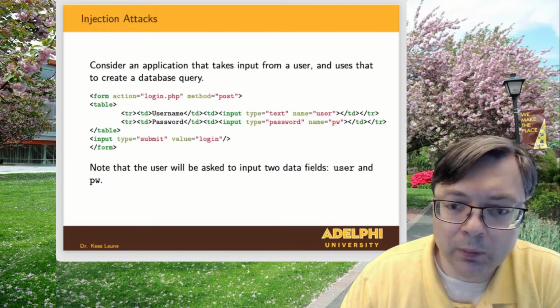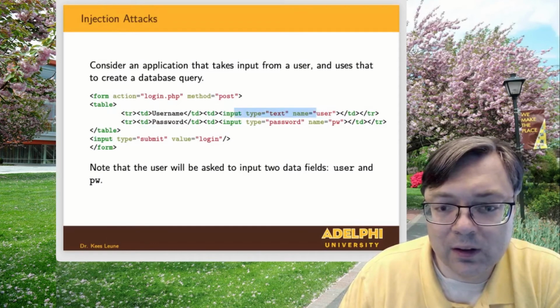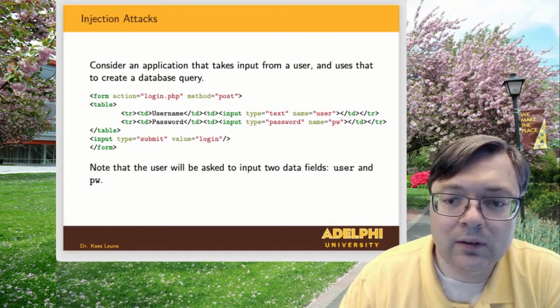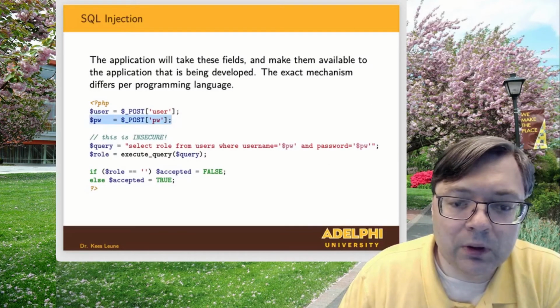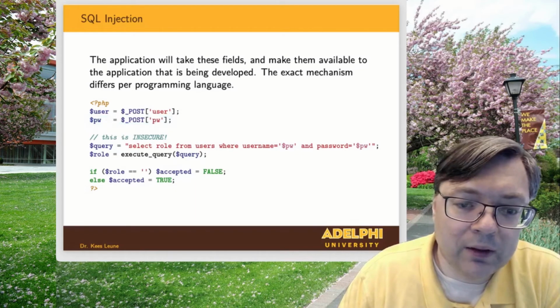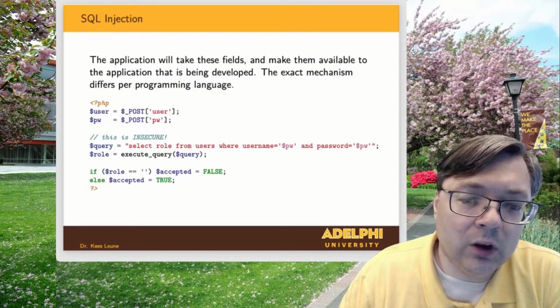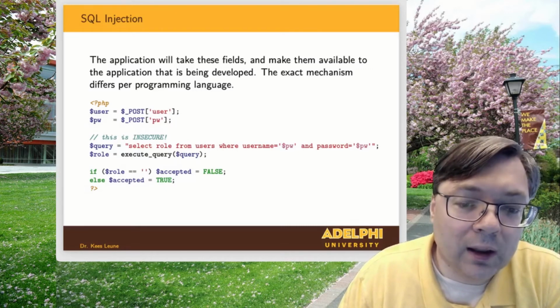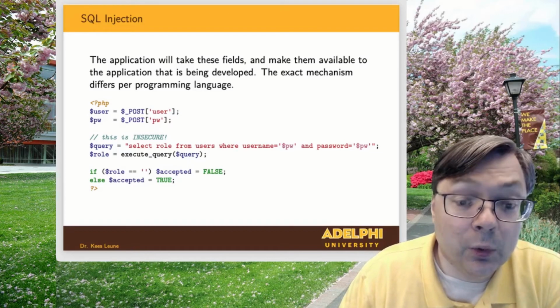And remember, if we go back here, the user input field will then contain the text that the attacker, the adversary, input there. We do the same thing for the pw field. So at this point, the application has 2 variables at its disposal, user and pw, and those variables hold the content that the user entered into their browser. We're going to use that to create a query.